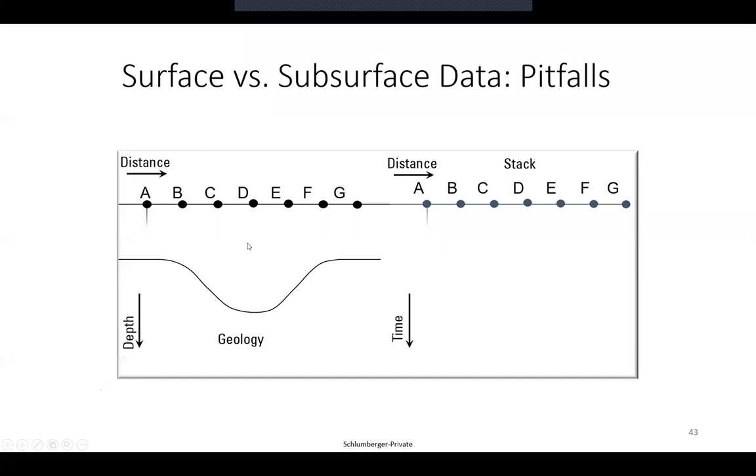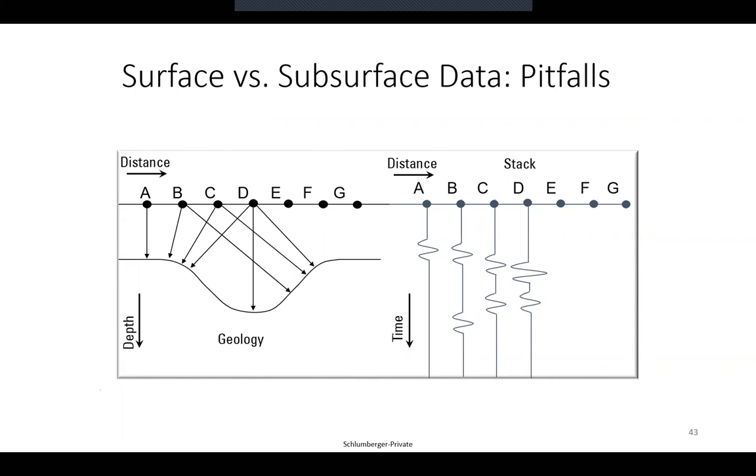So this is A, and this is B. The first arrival will be from the nearest point. Okay. And again, it will come from the other side as well. So we have two events, one coming back from here after a short time and one from a long distance coming back after a longer time. This is the second event. Let's look at C. And I think you all understand where it goes.